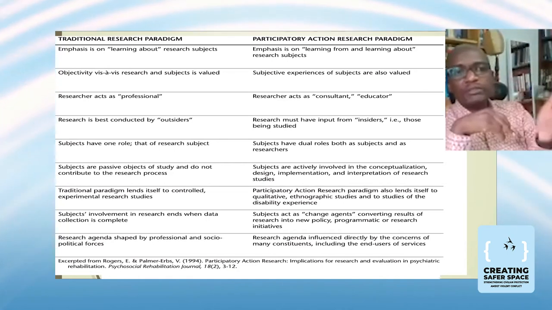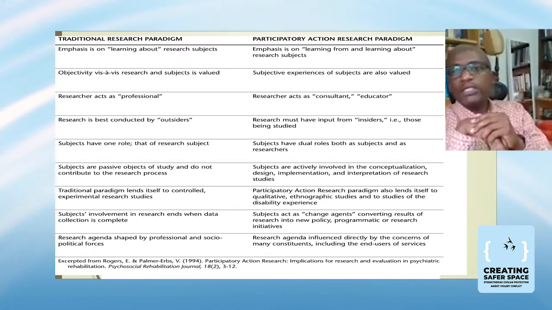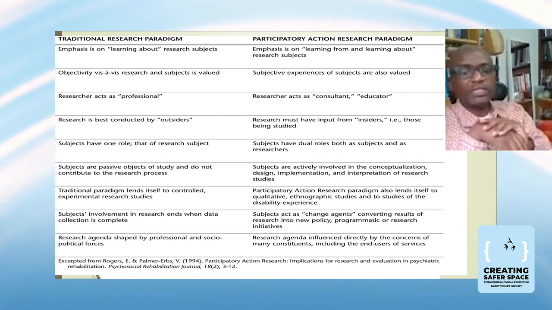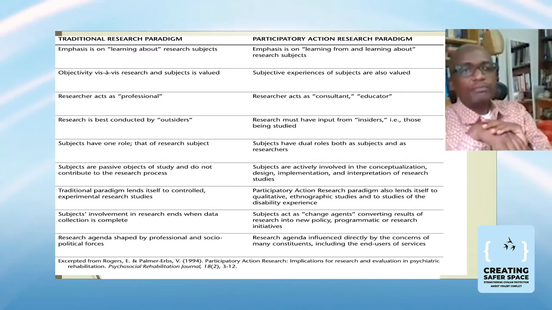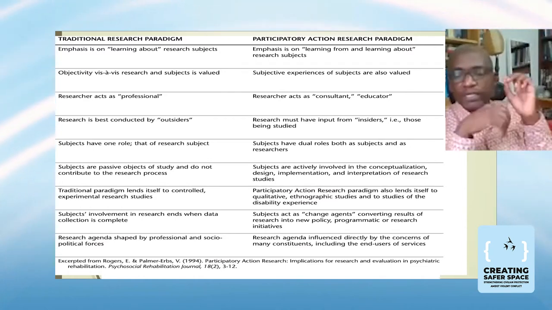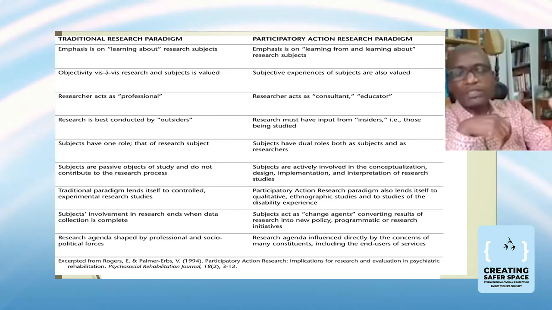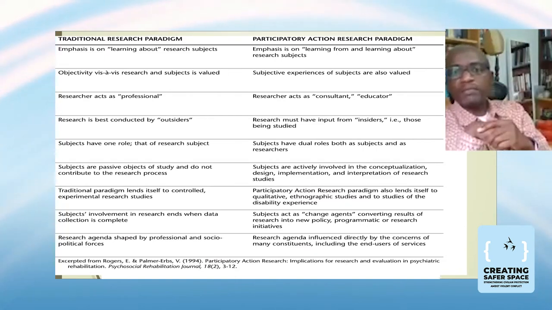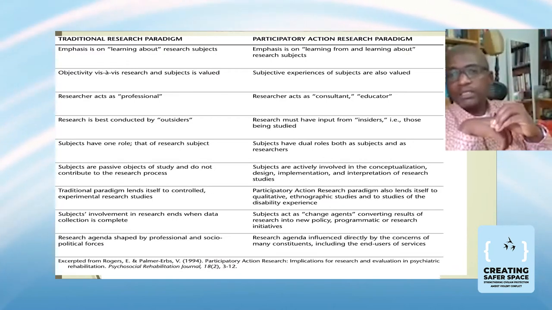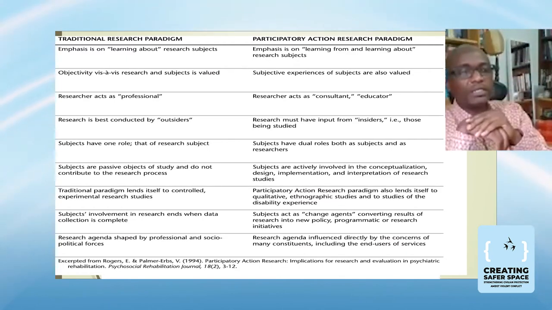For the traditional one, you are an outsider as a researcher, whereas for PR, you are an insider. You're part and parcel of what is being studied and the conversations that are going around. Then the subject has one role for the traditional one, that is, you are the key researcher. Whereas here, you are the key subject to be researched. Whereas for the PR, the subjects have dual role. They're both subjects and they're both researchers. Remember, they're inquirers and they're also, if you may want, inquiries as well.